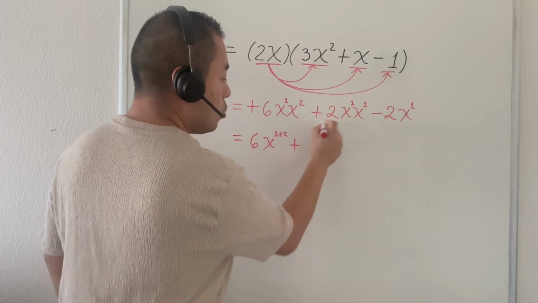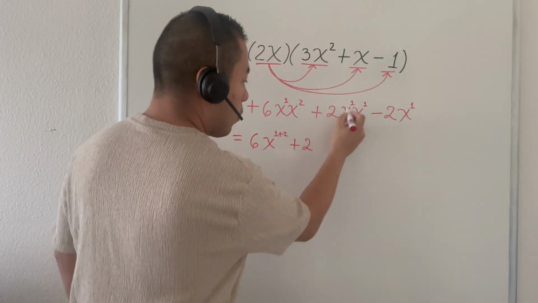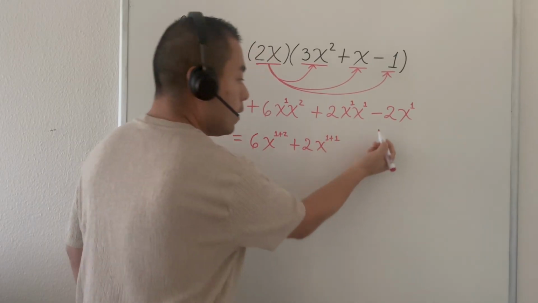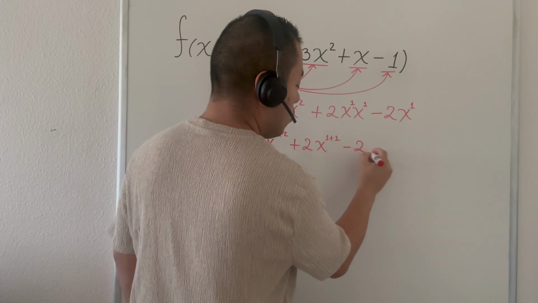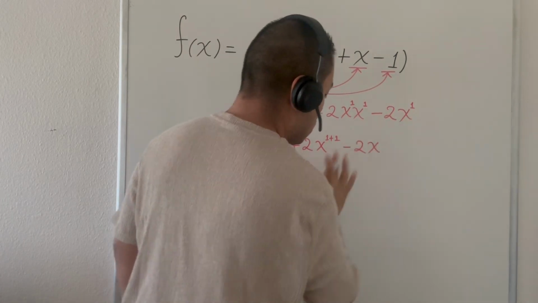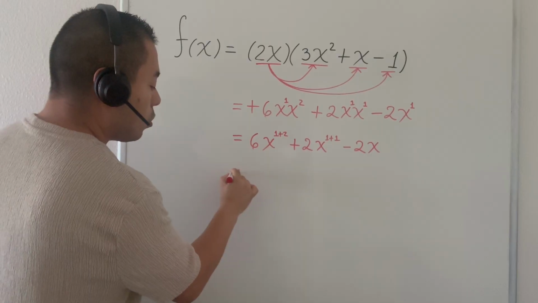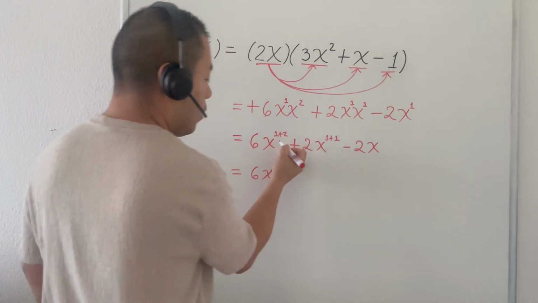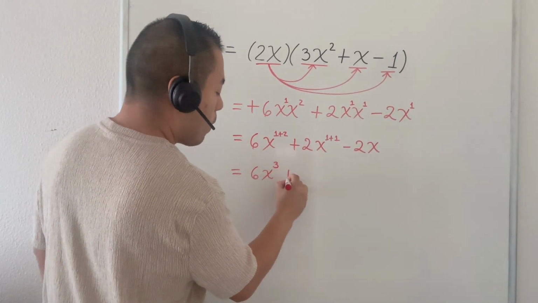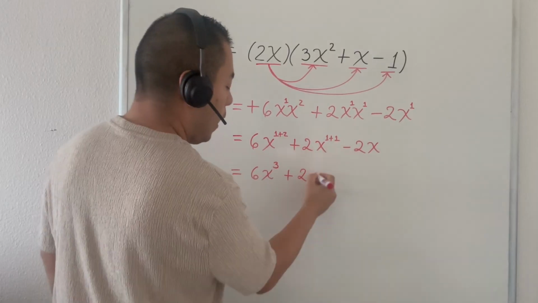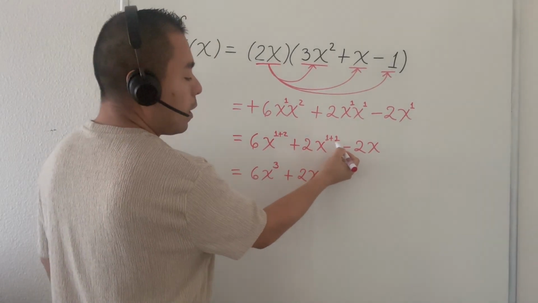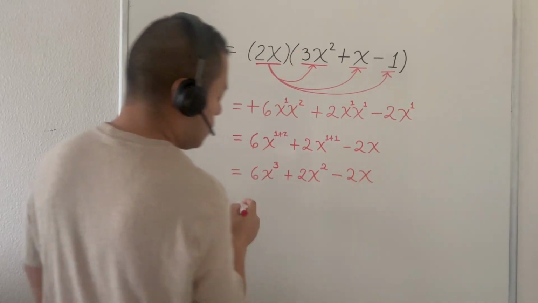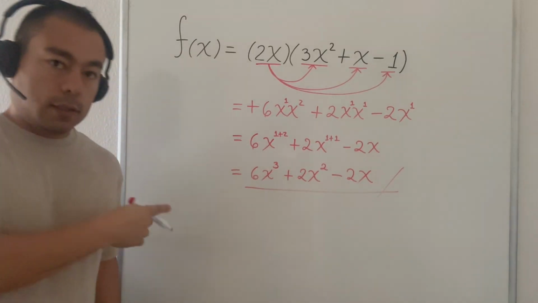The next term is 2 and x power 1 by x power 1. This is x to the 1 plus 1, okay? And the next term is minus 2x power 1. I would just leave it like this. And the result will be 6x. Now we just do the addition here. 1 plus 2 is 3, plus 2x. 1 plus 1 is 2, and minus 2x. And this is the result.